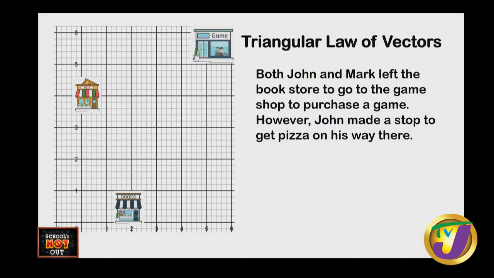Now we're moving into some nice things. Yes, I see pizza, game place, bookstore. Let's see what's happening here. So this is saying, both John and Mark left the bookstore to go to the game shop to purchase a game. However, John made a stop to get pizza on his way there. Let's look at each boy's movement.